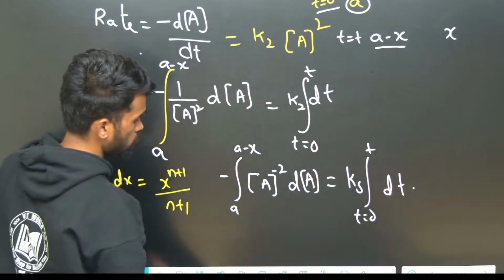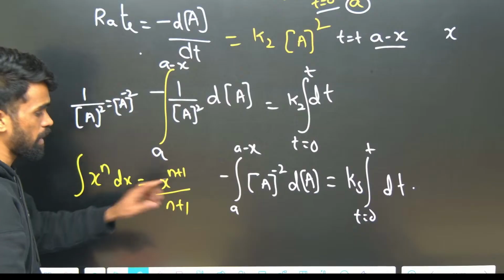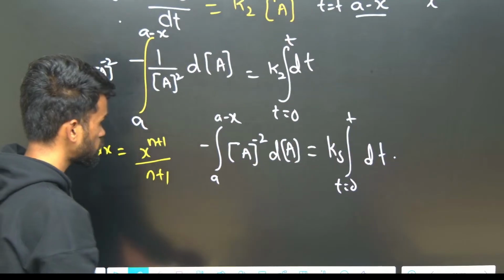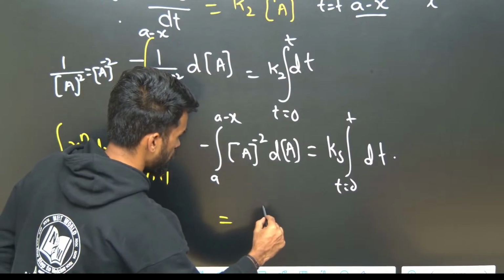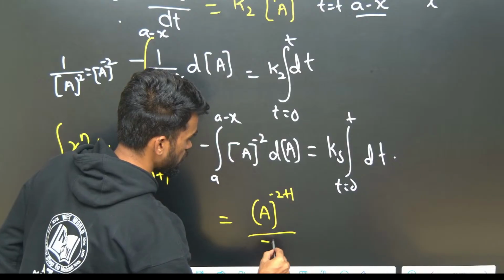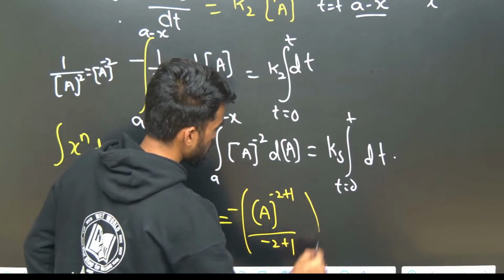Okay, so now see, if I do x power n dx, it will be x power n plus 1 by n plus 1. So similarly you can apply here. So what you are going to get? It will be A power minus 2 plus 1 by minus 2 plus 1. So the negative sign as it is, I am writing here. Okay, so what are the limits?